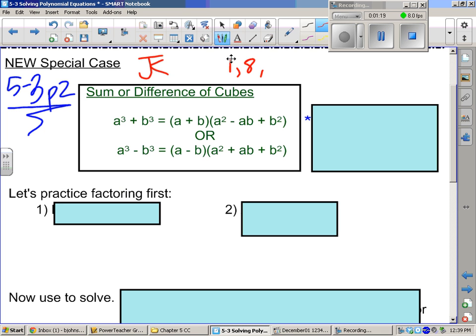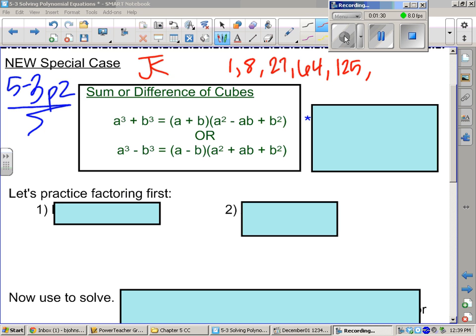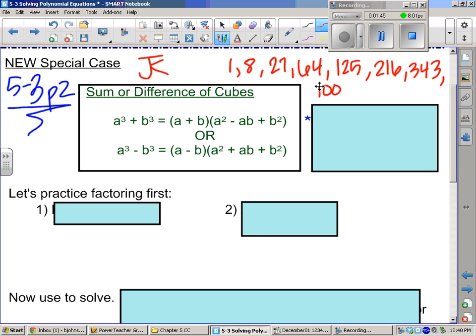3 cubed is 27. 4 cubed is 64. 5 cubed is 125. 6 cubed, I don't know. So let me get my handy dandy calculator out here, and it's 216. How about 7 cubed, I do know that one, 343. I don't think we need to go much further. Maybe you need to know that 10 cubed is 1,000. Otherwise, just do it on your calculator. Yes, but those are helpful to be familiar with, to recognize those things.